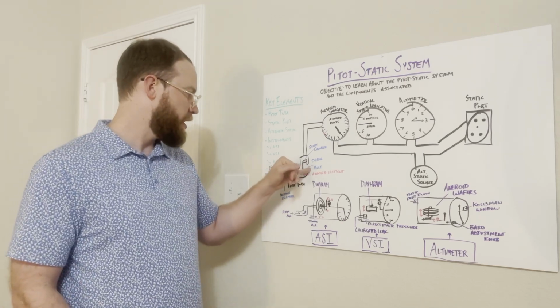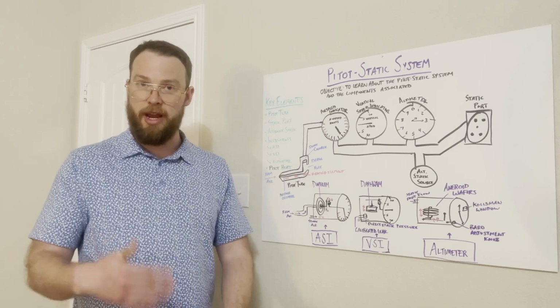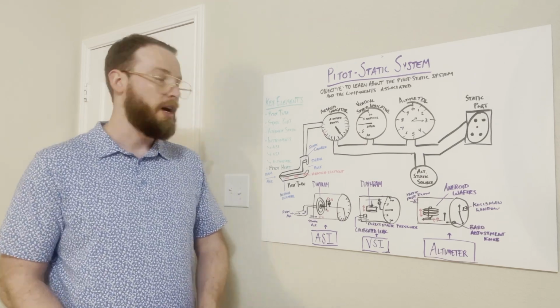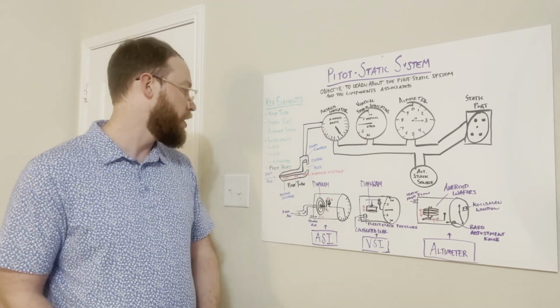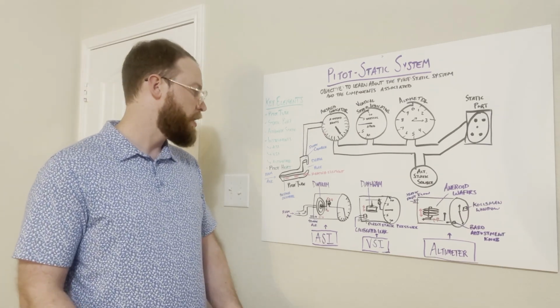Now we also have something on the backside here called the drain hole, which, as you would imagine, drains any excess precipitation that can be built up depending on where we're flying, if we're flying through precipitation or heavy rain, anything like that.